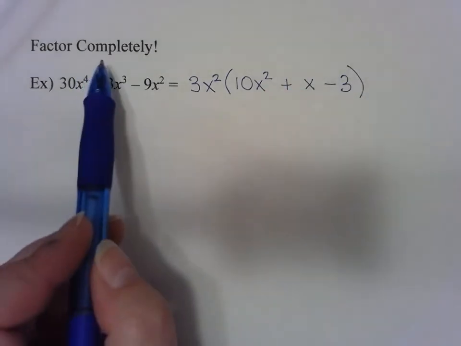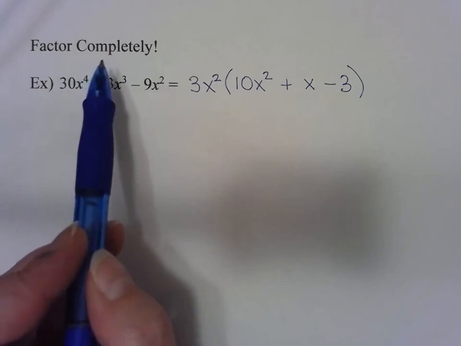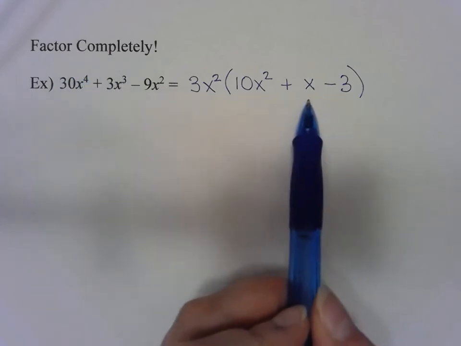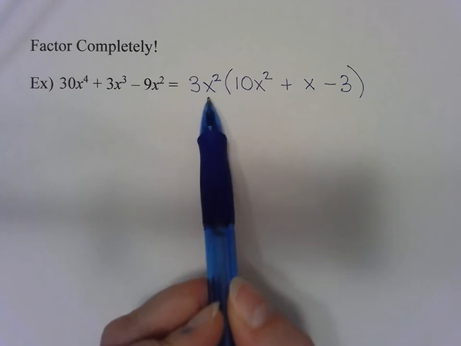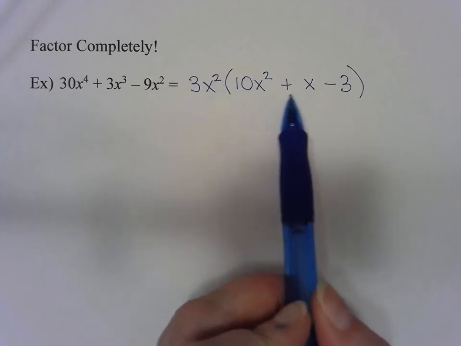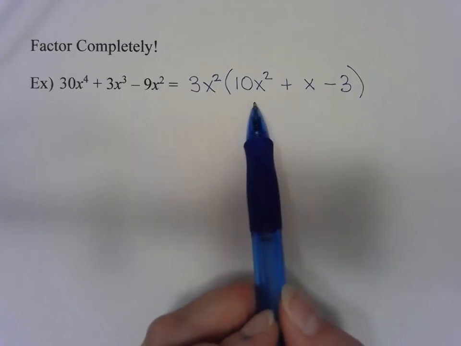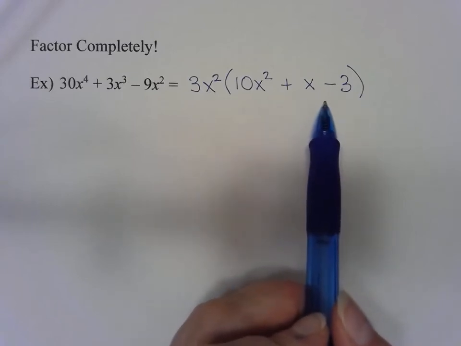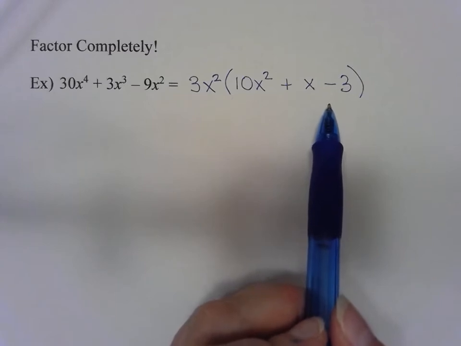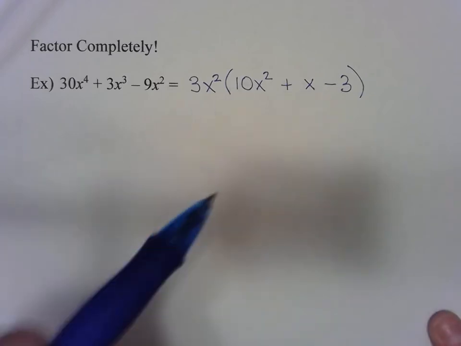Okay, factor completely means probably I'm not done, and I'm not. So the 3x squared part is done. Now I want to look at what's left and see if I can factor this further. So this is a trinomial. So the trial and error method or the AC method would be good. I'll leave that up to you, either one.